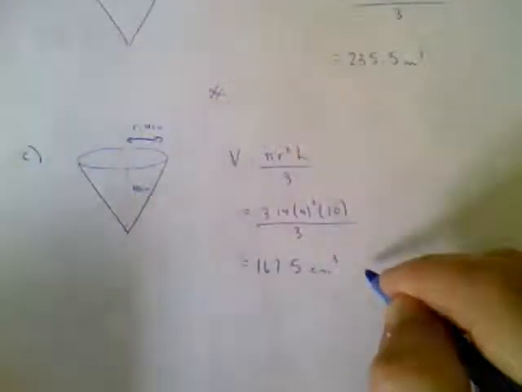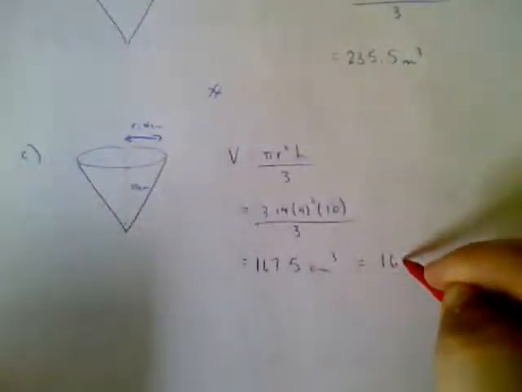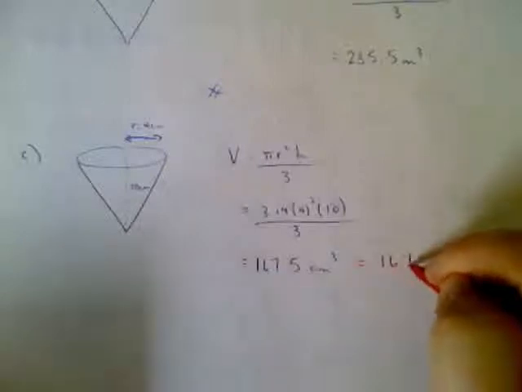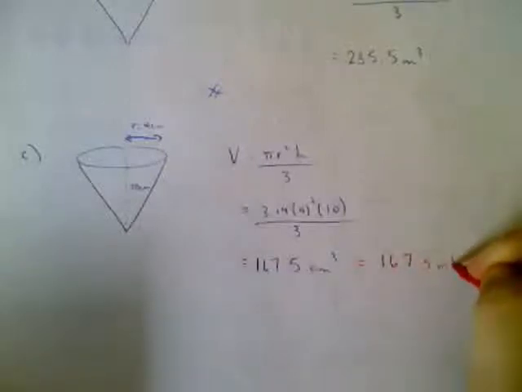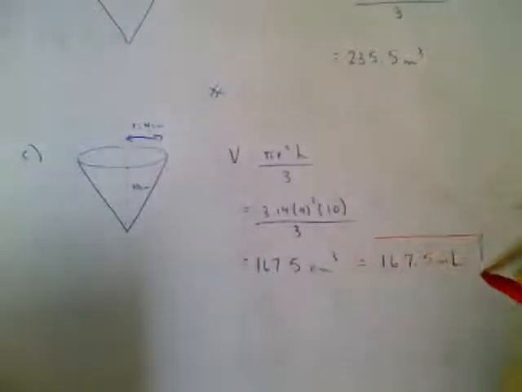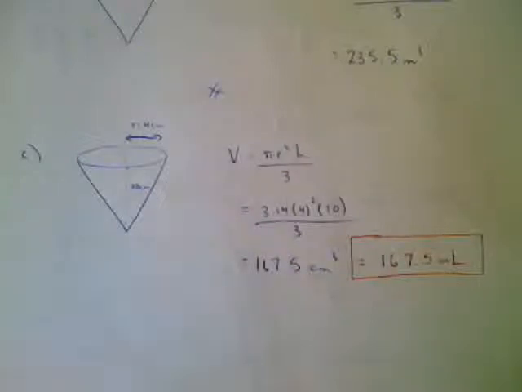Now, when talking about volume and out buying stuff, like on bottles and cans, you guys never really see the units of centimeters cubed. Instead, you guys see the units of milliliters. And actually, 1 centimeter cubed, a cc, a cubic centimeter, is actually equal to 1 milliliter. So this paper cup holds roughly about 167.5 milliliters, roughly about like half of a can of pop.